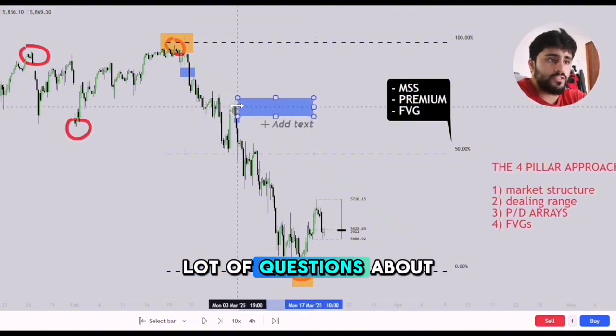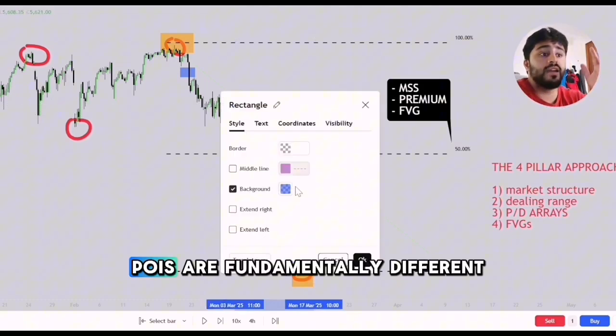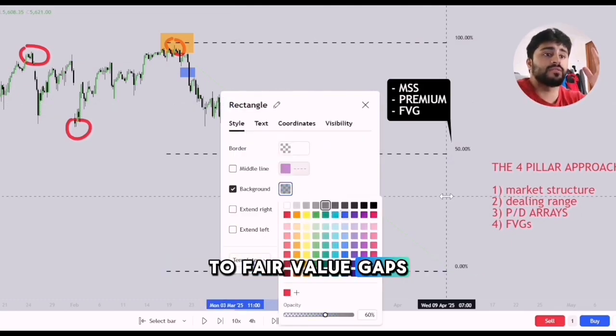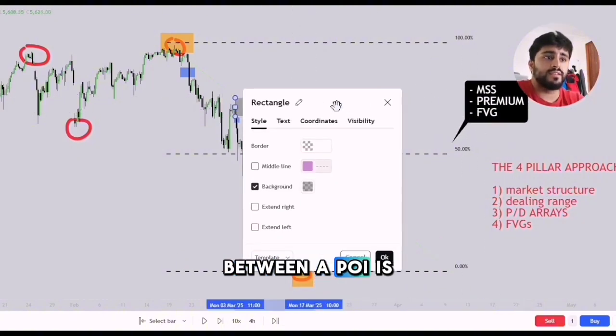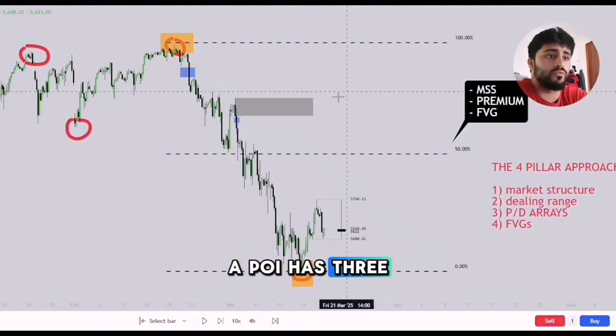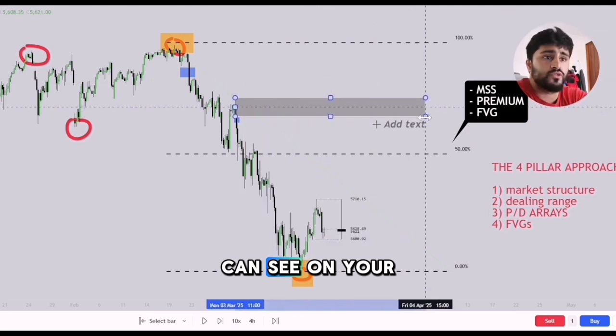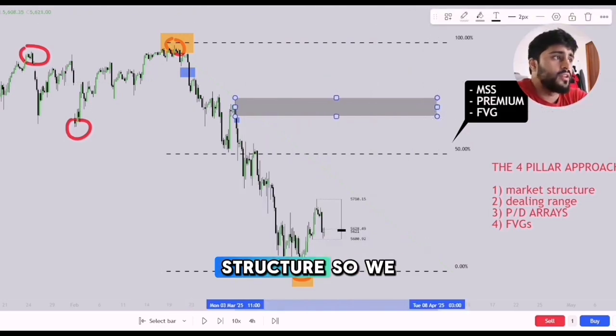So I get a lot of questions about how I mark out my POIs. POIs are fundamentally different to fair value gaps. However, they're very, very closely linked. And the main difference is essentially a POI has 3 rules to them, which is what you can see on your screen, right? We need to break structure.